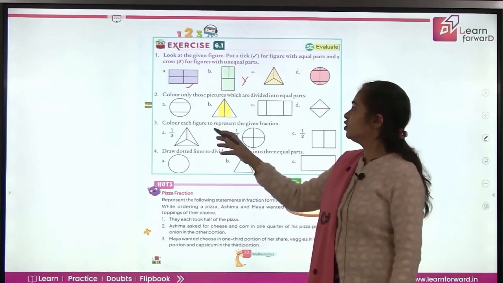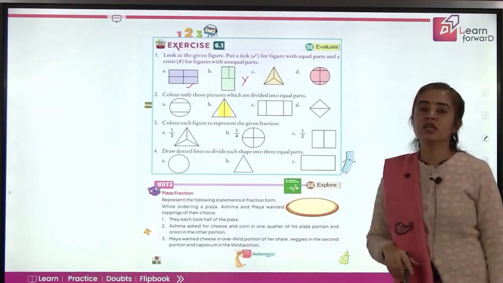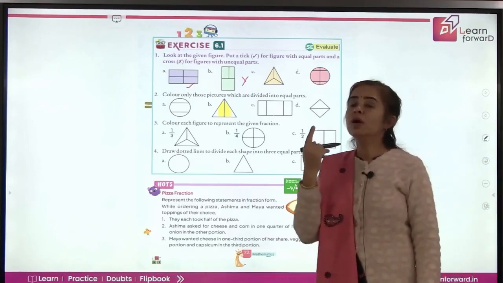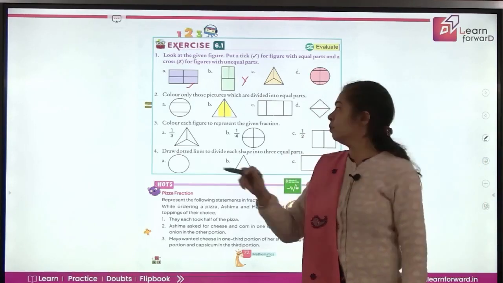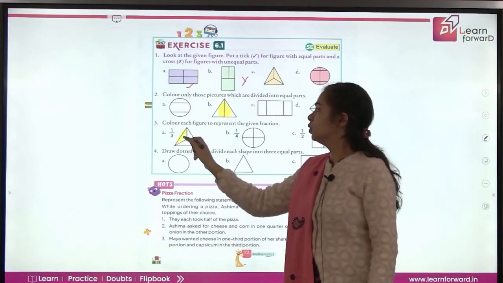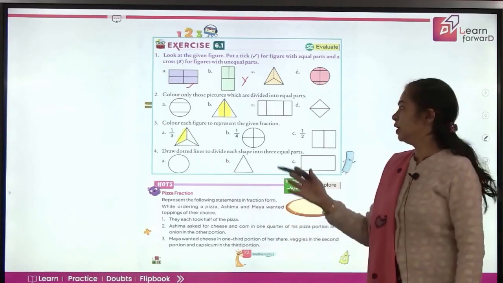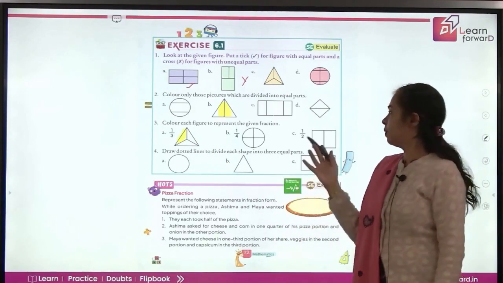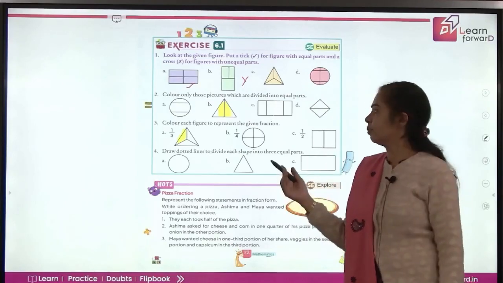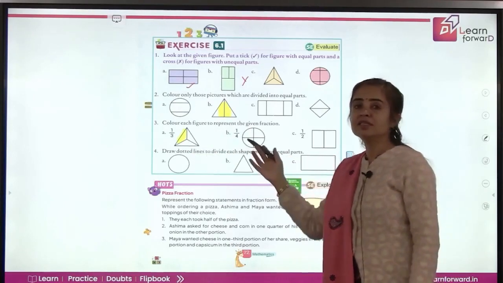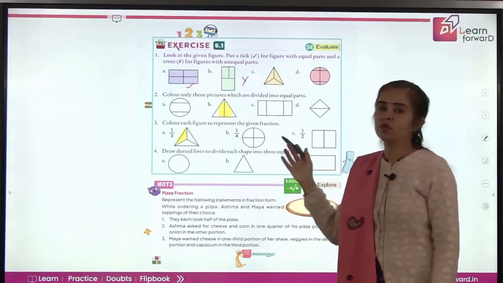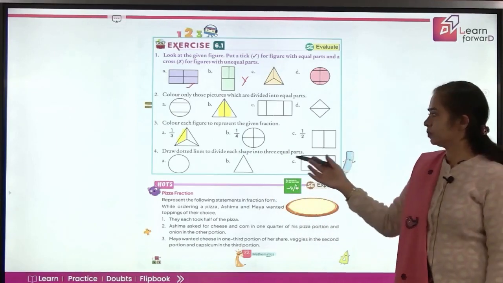Now color each figure to represent the given fraction. In the first one, you have to show 1/3. That means only one part out of 3. So only this part will be shaded. In this, again only one part, and here also just one part. So this is 1/3. This is a quarter or 1/4, and this is 1/2.